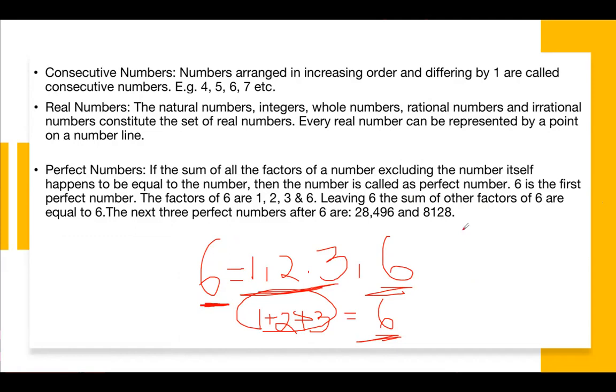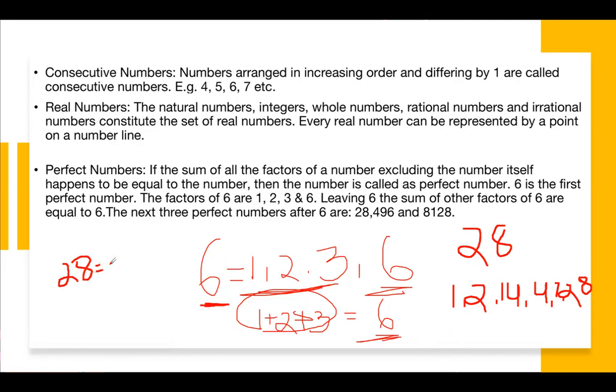If we take the number 28, the factors will be 1, 2, 14, 4, 7, and 28. Let us see, excluding 28, if we get the sum of all those numbers, again 28, then 28 will be a perfect number.